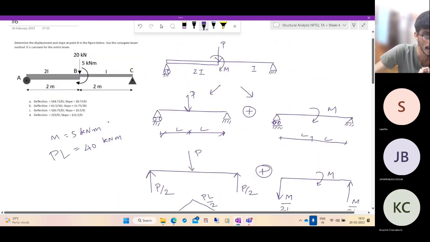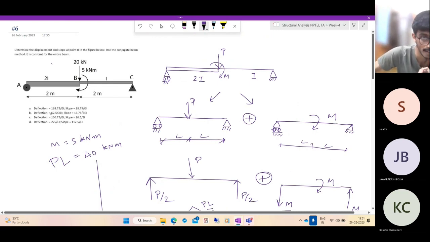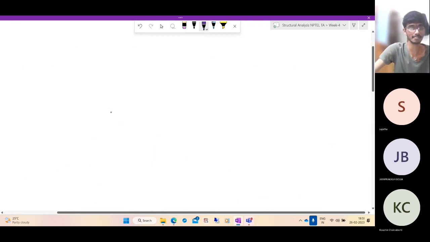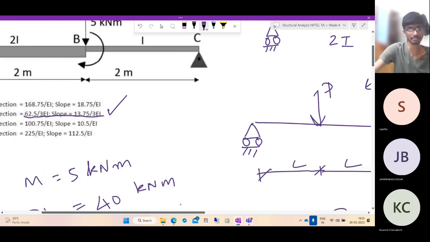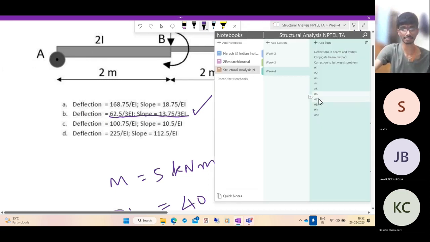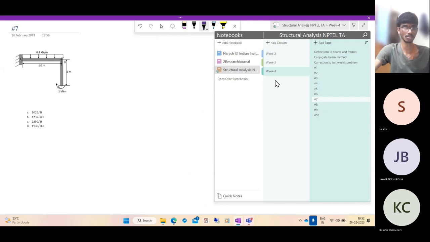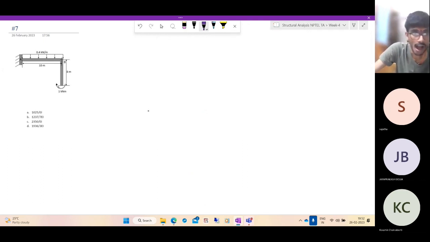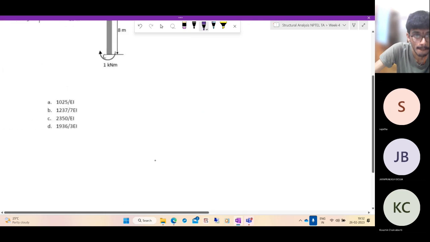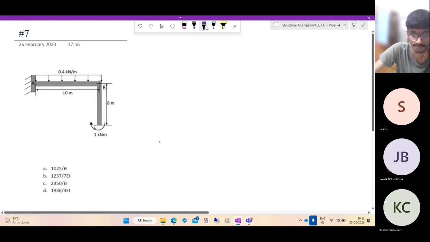So if you see what are they? 62.5 and 13.75. So B is the answer. If you can't see, let me see. So the correct answer is B. Let's go to the next question. Yeah, let's go to this question.